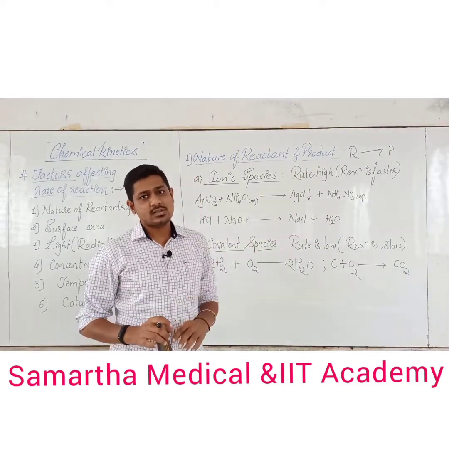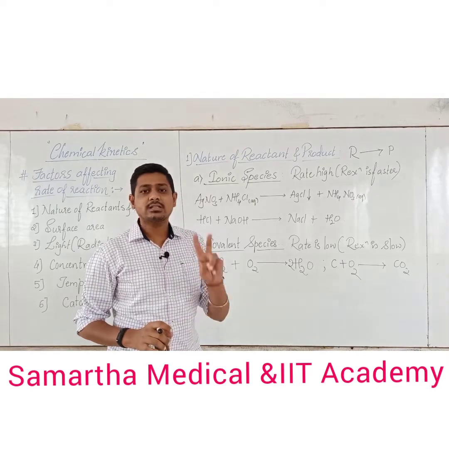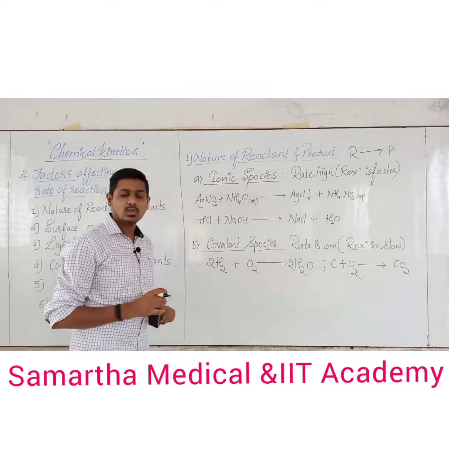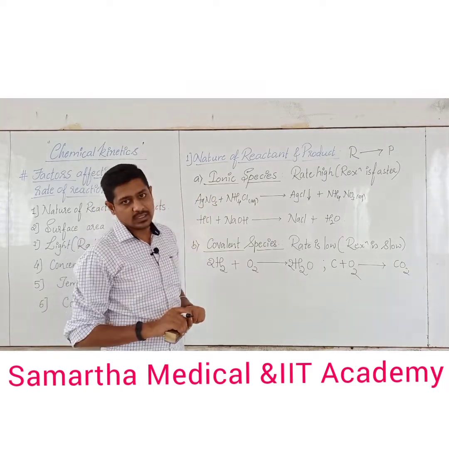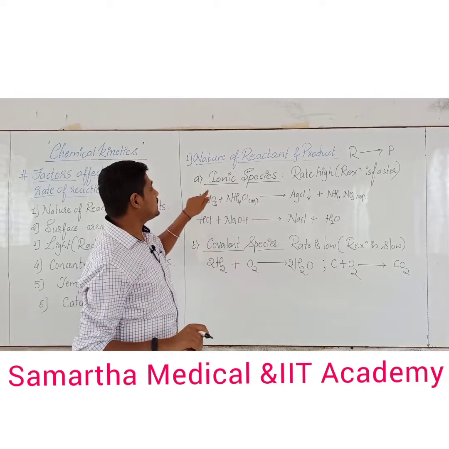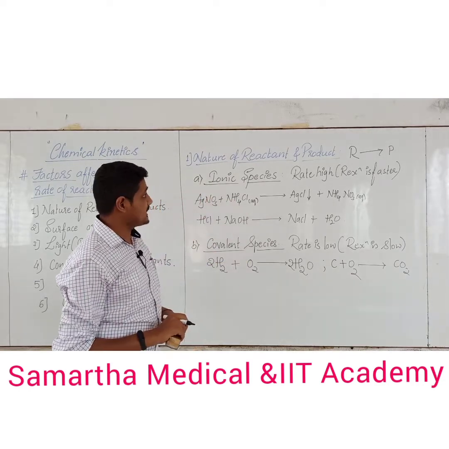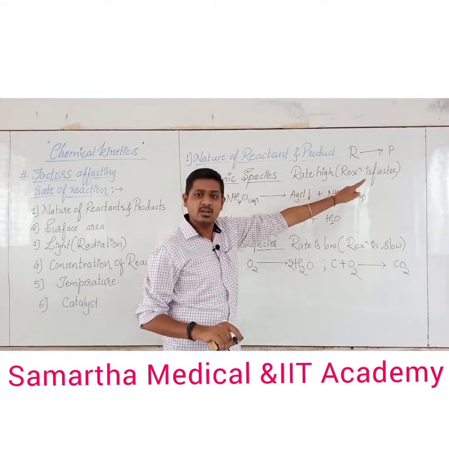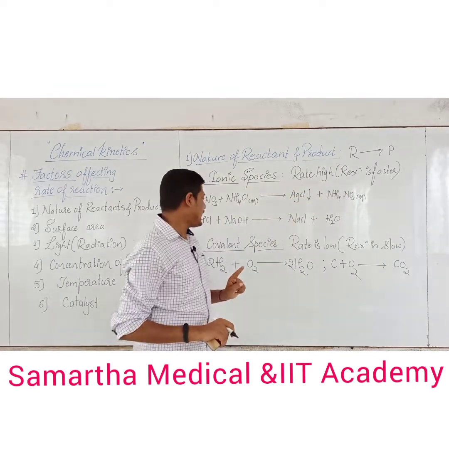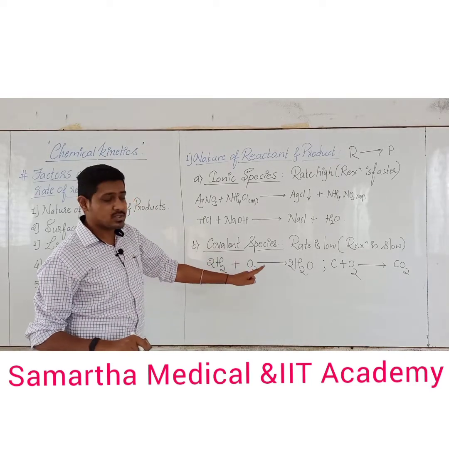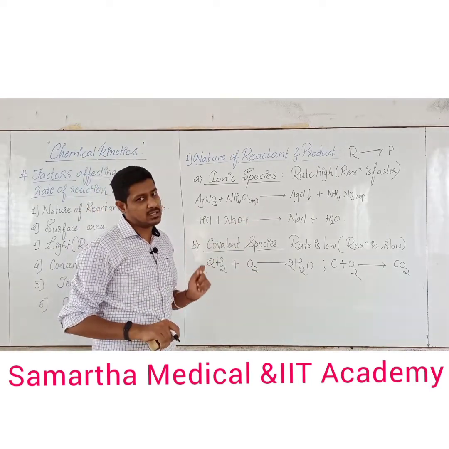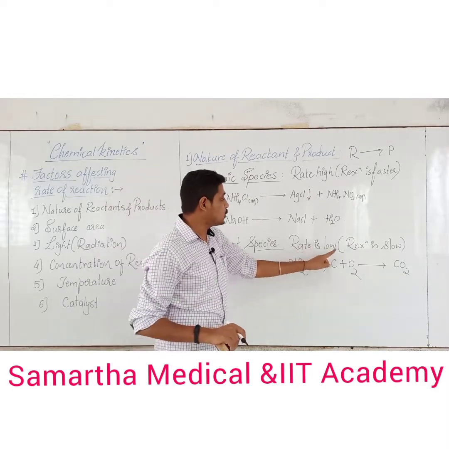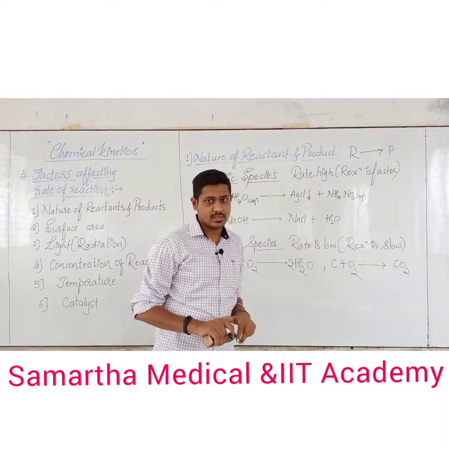In reactants or in products, there are two types. First one, ionic species. Reactants can be ionic in nature. If the reactants are ionic in nature, then it is found that the rate is high, or the reaction is faster. And the second one is covalent species. Reactants can be covalent in nature. If the reactants are covalent in nature, the rate is low, or the reaction is slow.